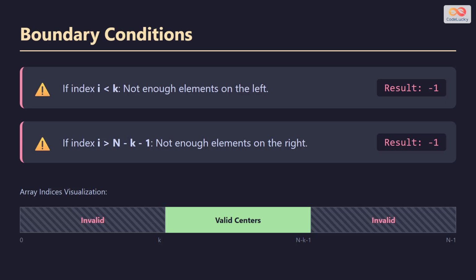We must be careful with the edges. Any index less than k or greater than n minus k minus 1 won't have a full set of neighbors. As per the problem description, we should fill these positions with -1 in our result array.